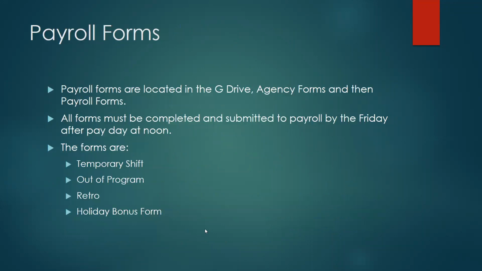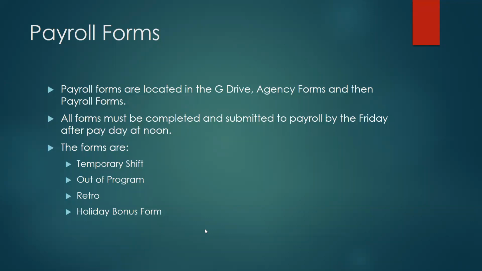Payroll forms. Payroll forms are located in the G Drive. So if you go onto the G Drive, select agency forms, and then select payroll forms, all the payroll forms are going to be listed there. The most common are temp shift forms, temp caseload forms, out of program, retro, and holiday bonus forms. All forms have to be completed and submitted to payroll by the Friday after payday at noon. So in between paydays, all those forms need to be submitted to me by noon.